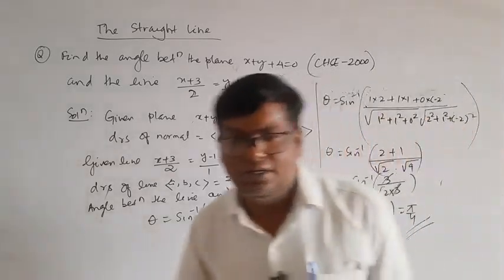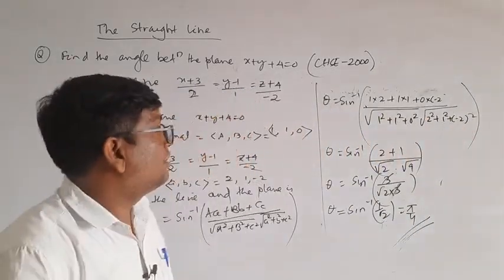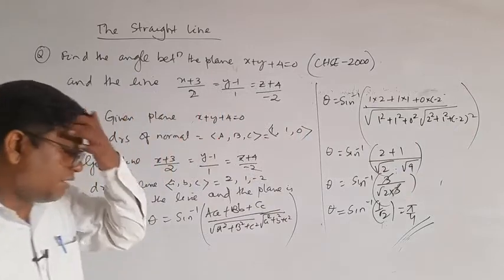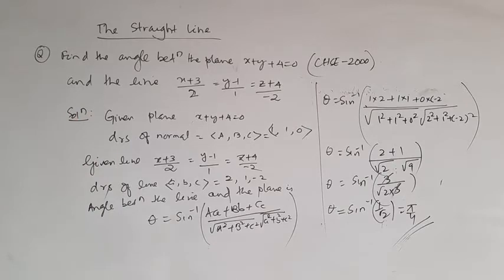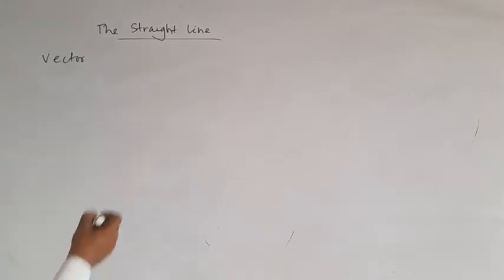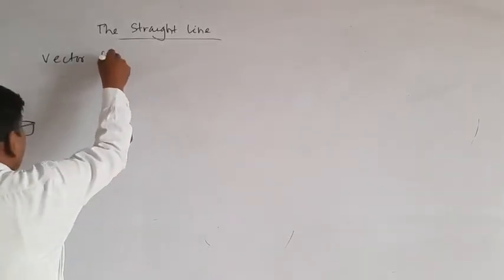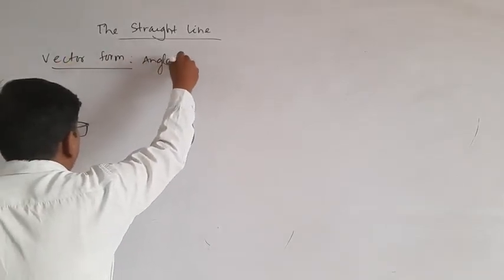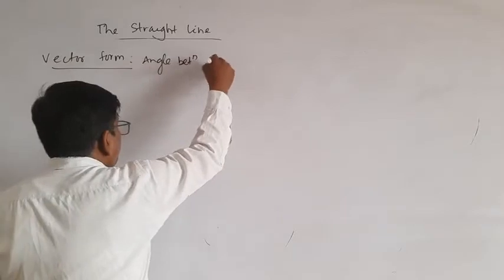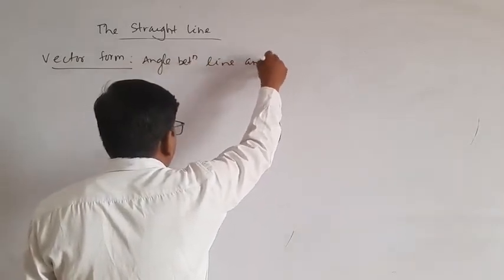This is the solution. Now, what is the vector form of the angle between two lines? Vector form of angle between two lines. The vector form of the angle between line and plane.